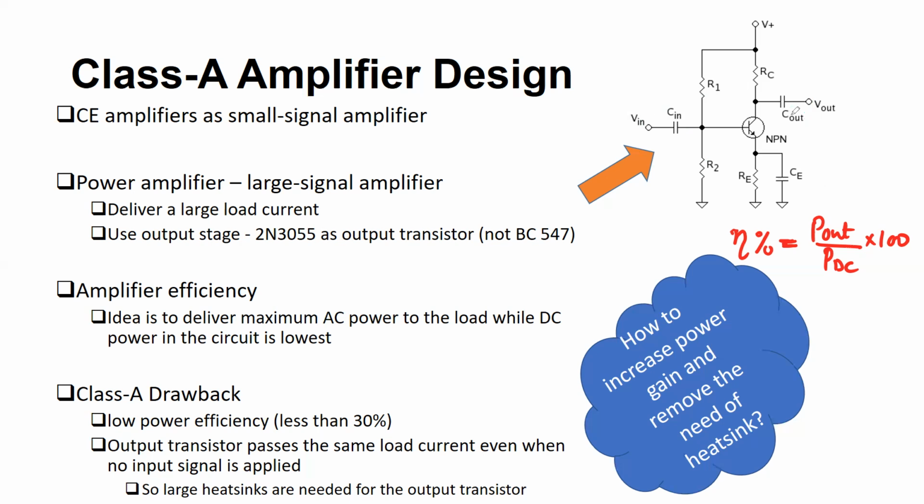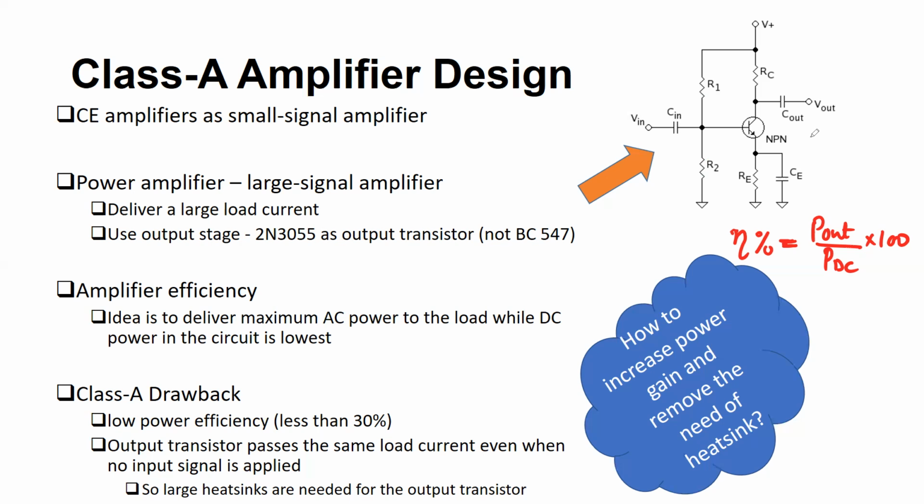Now, when we talk about class A amplifiers, we usually talk about using them for audio amplification, more popularly known as class A audio power amplifiers. We call it class A because your output current through the transistor conducts for the full 360 degrees of the cycle of the input waveform. That's why we call it a class A amplifier.